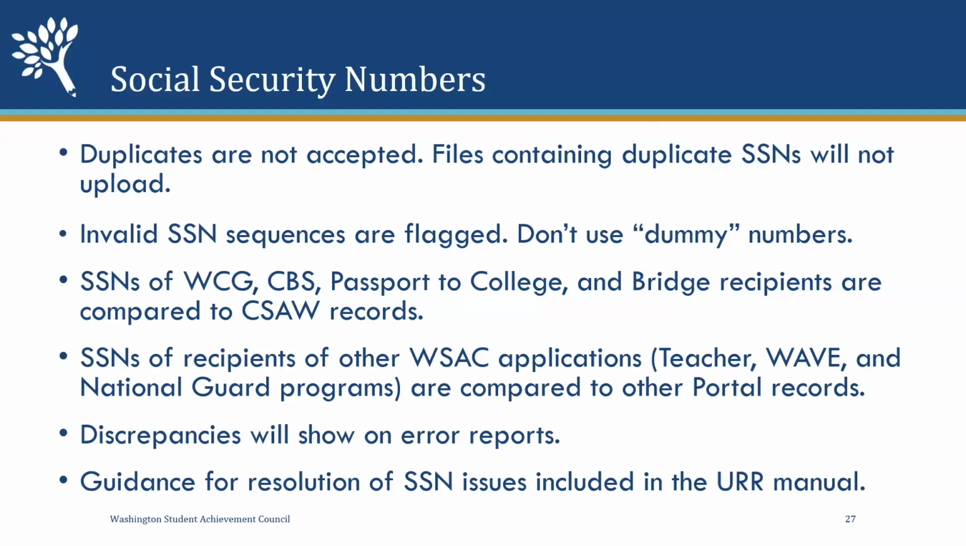The SSNs of WCG, CBS, Passport to College, and Bridge recipients are compared to whatever is listed in the Seesaw record. The other programs like Teacher, WAVE, National Guard are all compared to other portal records. So we really encourage you to look at the discrepancy reports. They can be very helpful. Guidance for the resolution of the SSN issues is included in the unit record manual. So I would encourage you to look at that if you do have Social Security issues.